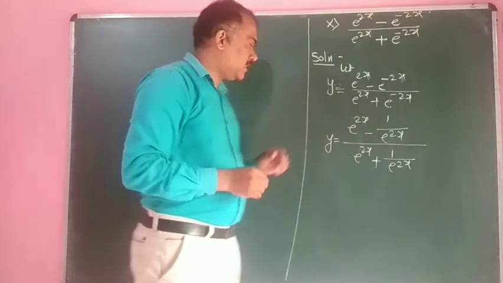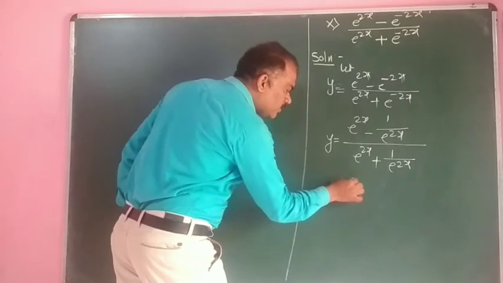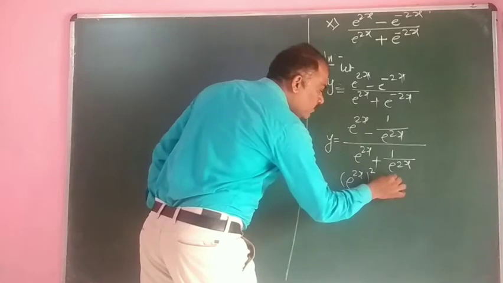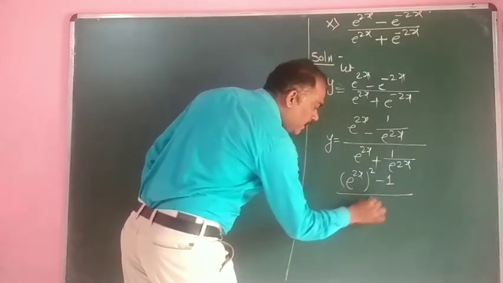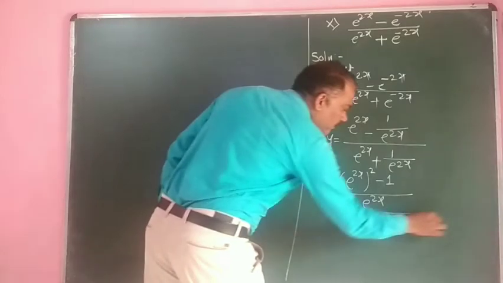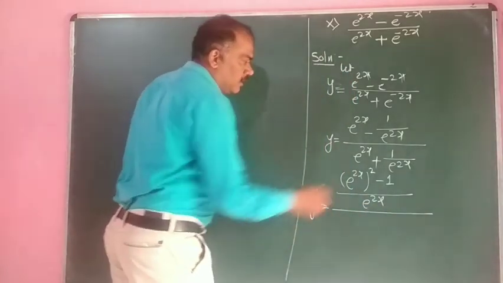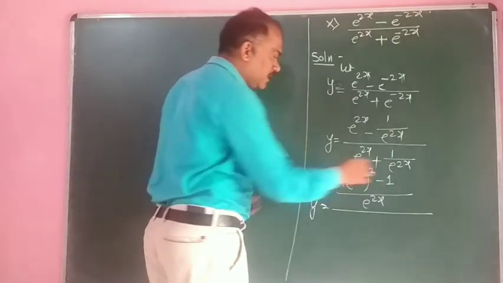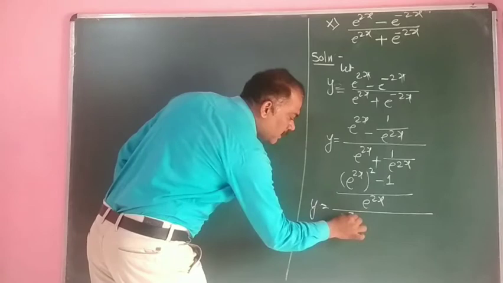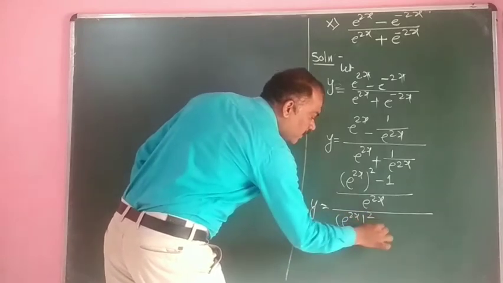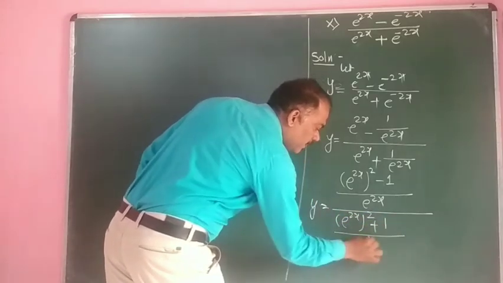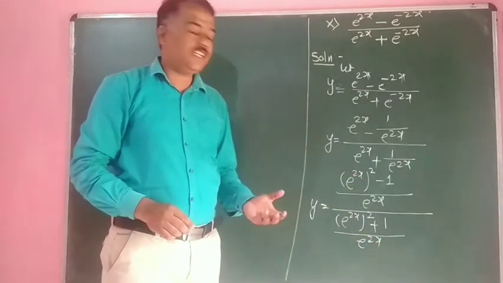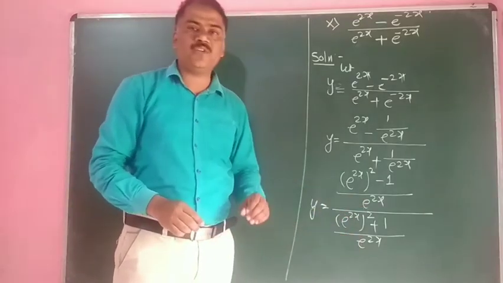By cross multiplication, we write (e^(2x))² minus 1 divided by e^(2x), whole divided by, again making the denominator equal by cross multiplication, (e^(2x))² plus 1 divided by e^(2x). This e^(2x) we multiply by its reciprocal, so that the e^(2x) and this e^(2x) get cancelled.